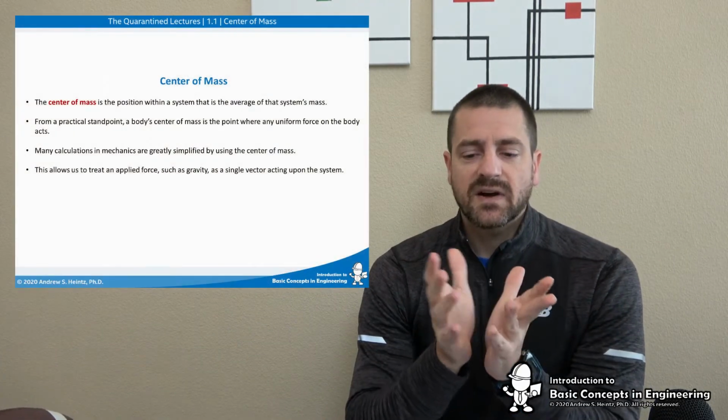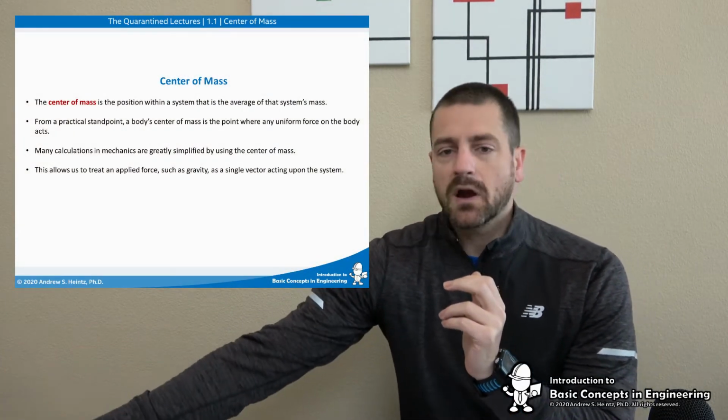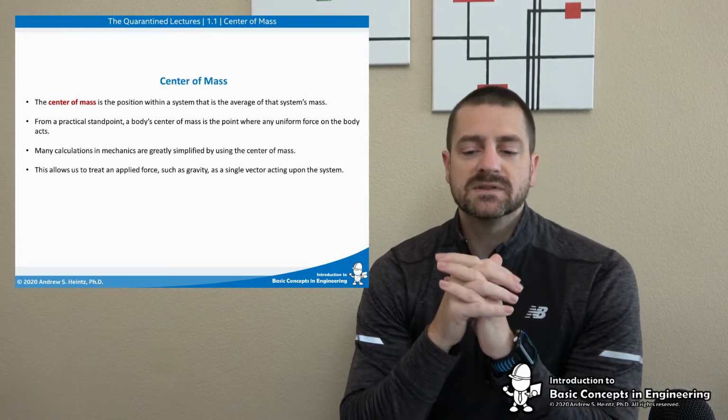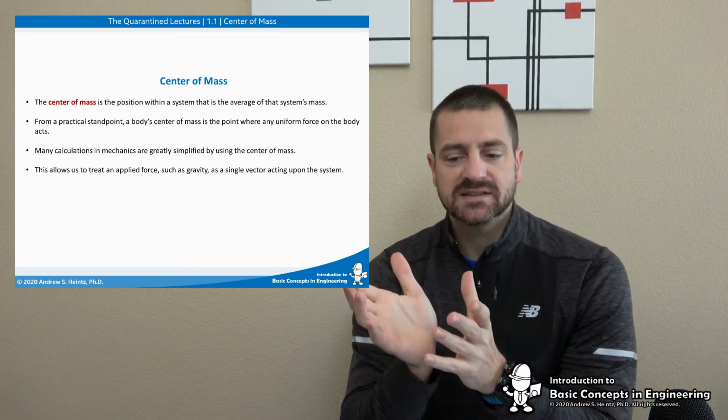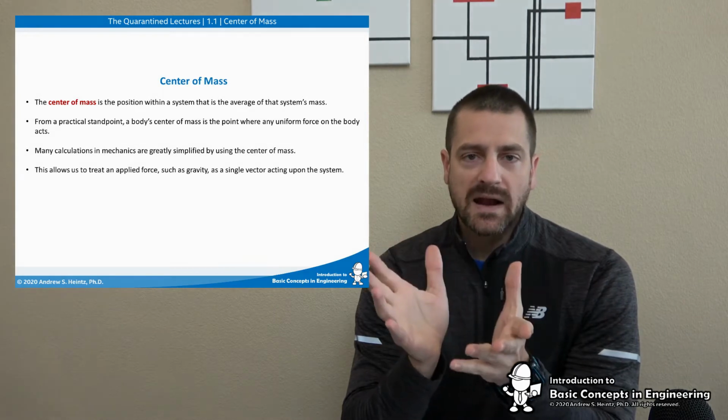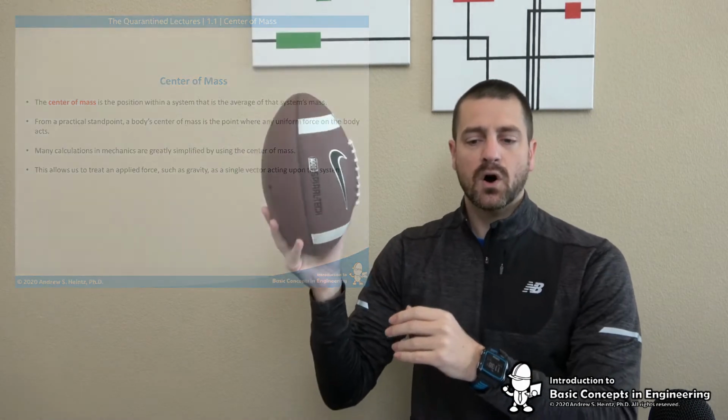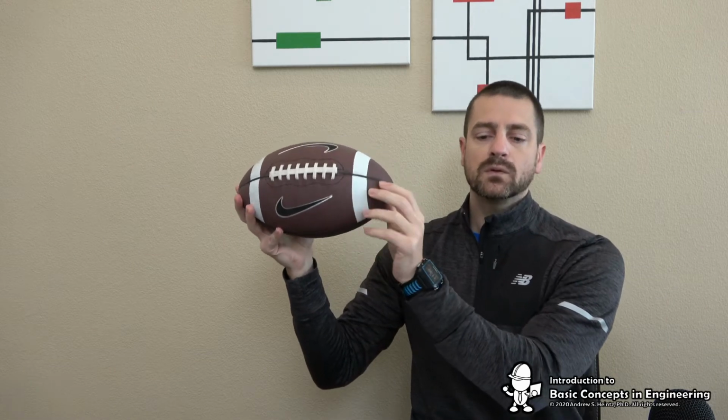So let's put this aside. The center of mass is defined as a position that is the average of that system's mass, right? So from a practical standpoint, in the case of the ball, that would be right here, right in the middle of the ball. It's a uniform point for gravity to act on, and this simplifies all of our calculations in mechanics.